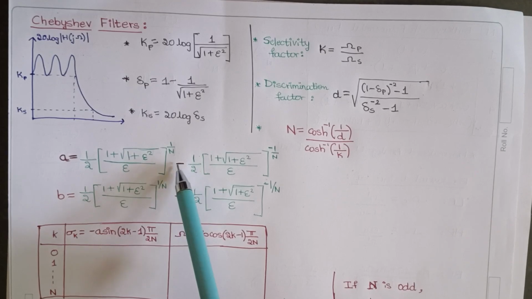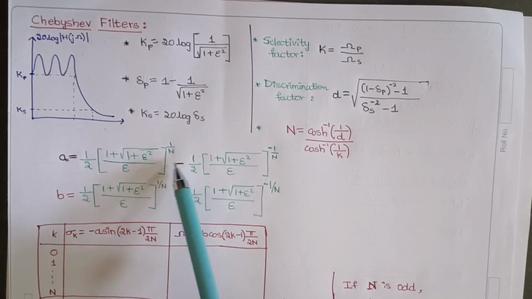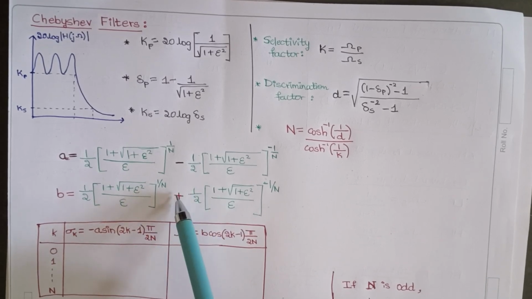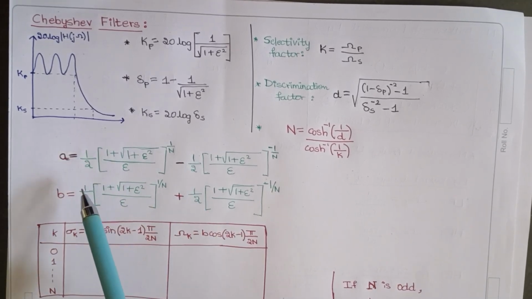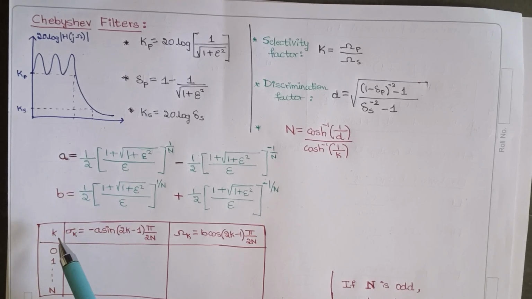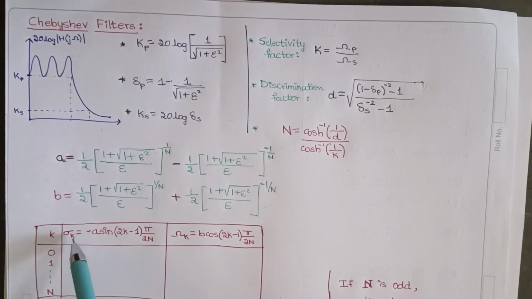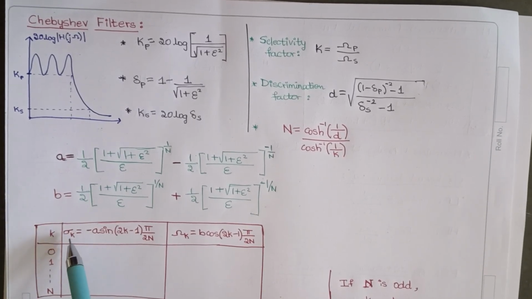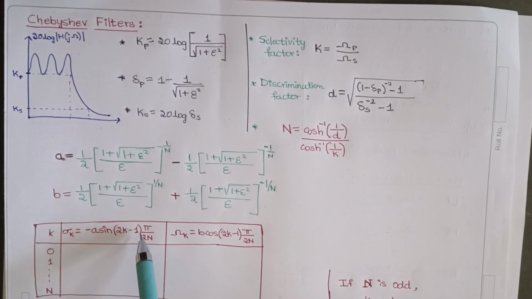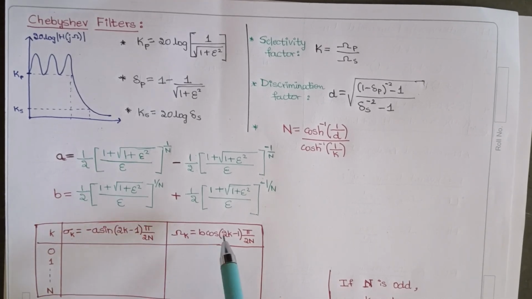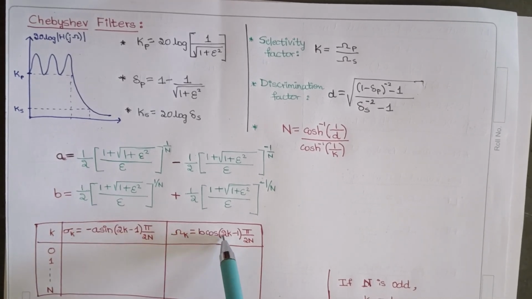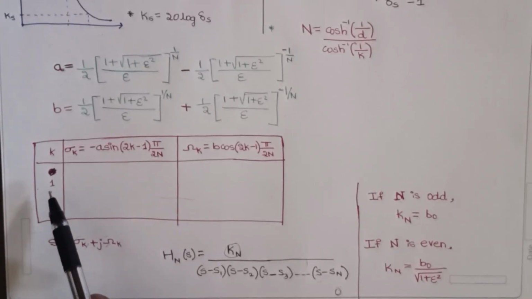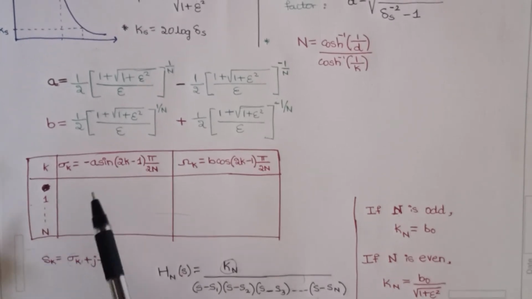There is a similar formula for B. The only change is that to find A, between the two terms there is a minus sign, and to find B, between the two terms there is a plus sign. After finding the values of A and B, we have to plot a table which states sigma k and omega k. Sigma k is equal to minus a sine of (2k minus 1) into pi by 2n. Omega k is equal to b cos of (2k minus 1) into pi by 2n. The k value ranges from 1 to n, where n is the order of the filter.